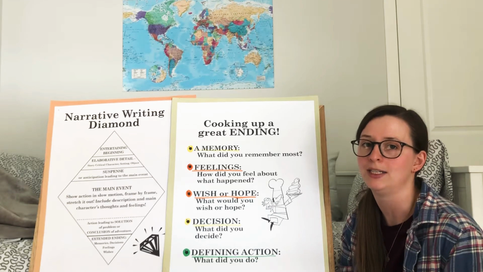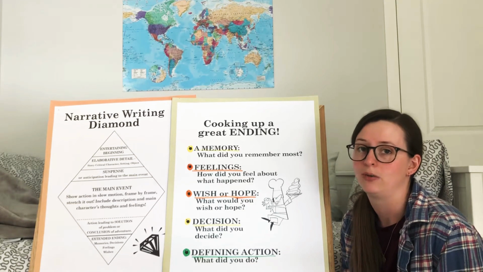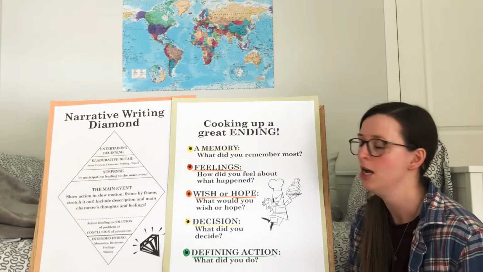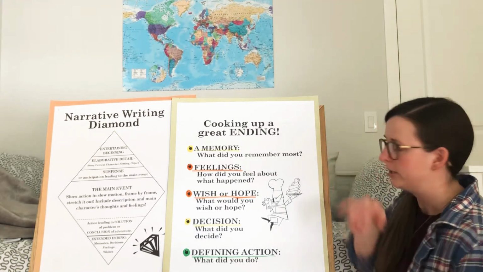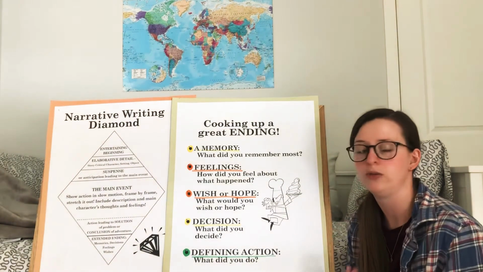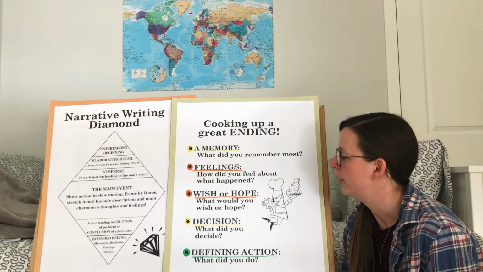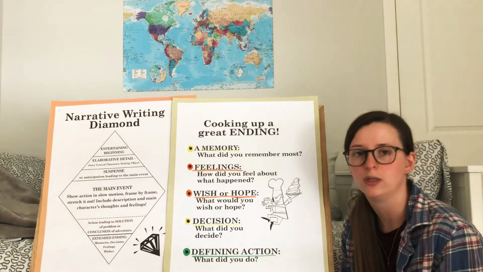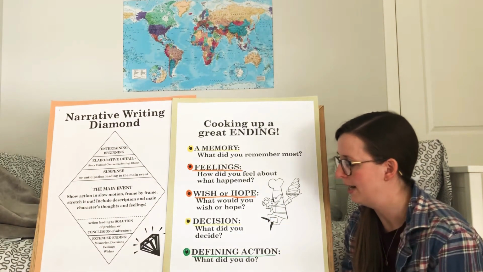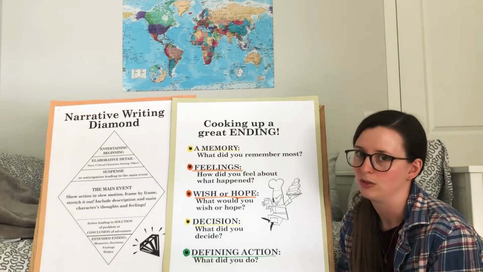So when you're writing an ending, these are the four things or four sections that you want to try and include when you're writing. Remember, you're writing as if you are the main character, so you want to think about a memory. What did you remember most in your story? You want to try and add a feeling. What did you feel about what happened? How are you feeling right now? You also want to try and add a wish or hope. Is there something that you wish for now that your story is over? And the decision and action go hand in hand. So it's that final decision or final action in your ending to finish the story off.